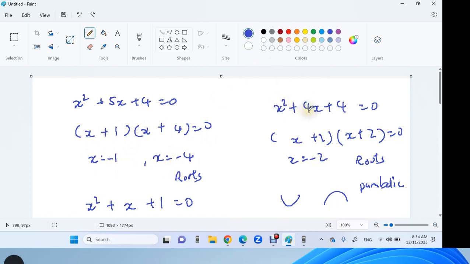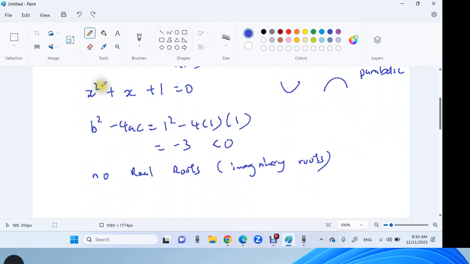And we have x squared plus 4x plus 4 equal to 0. Then we have x equal to -2. This is the root. And we have x squared plus x plus 1 equal to 0. So we have b squared minus 4ac is a negative value. So we will say that there is no real root. So we have an imaginary root.